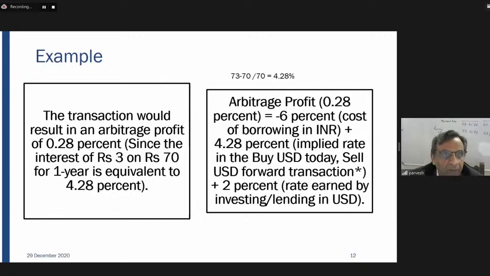So there is a negative 6% borrowing cost in India, a positive 4.28% through a forward contract, and 2% on the money which you deployed in America. So you get 2%. So all this makes a 0.28% gain to you. Okay, I hope you have followed.